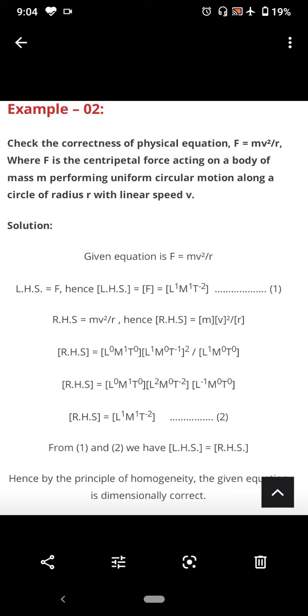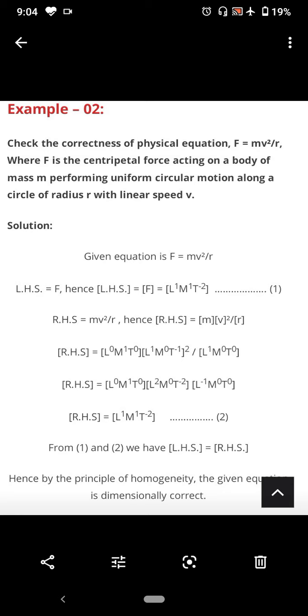The equation that is given to us is F equals mv square upon r, where F is the centripetal force acting on the body, m is the mass of the body, and this body is performing a uniform circular motion along a circle of radius r and linear speed v.